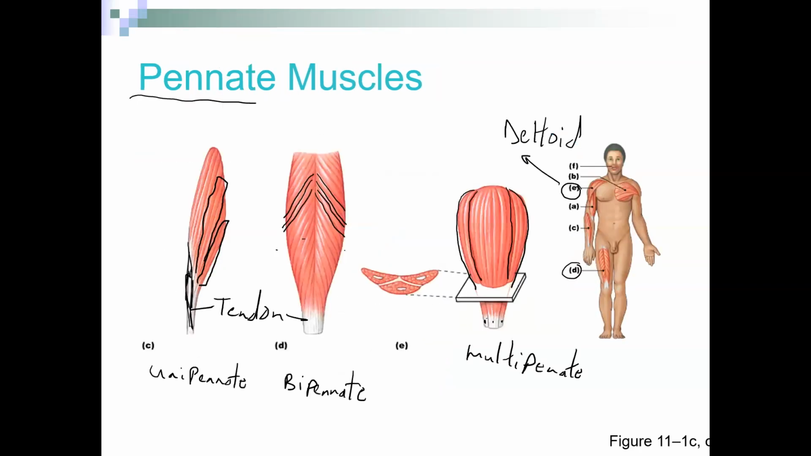Then we have our pinnate muscles. These ones sort of look like feathers. There are three types. Unipinnate, with all the muscle fibers on one side of a tendon. Example, of course, is the extensor digitorum. You have bipinnate, muscle fibers on either side of the tendon. Example, a rectus femoris. And multipinnate, we have multiple sections of our muscle fibers all converging on the same tendon. And of course, that is deltoid, okay?